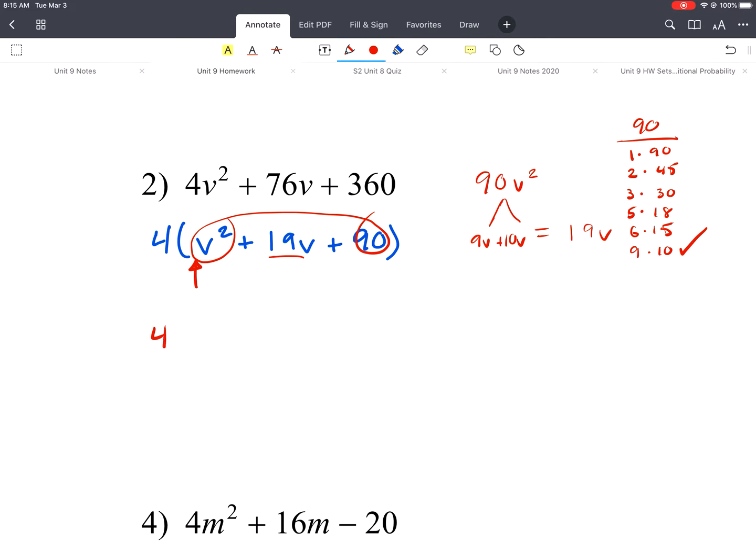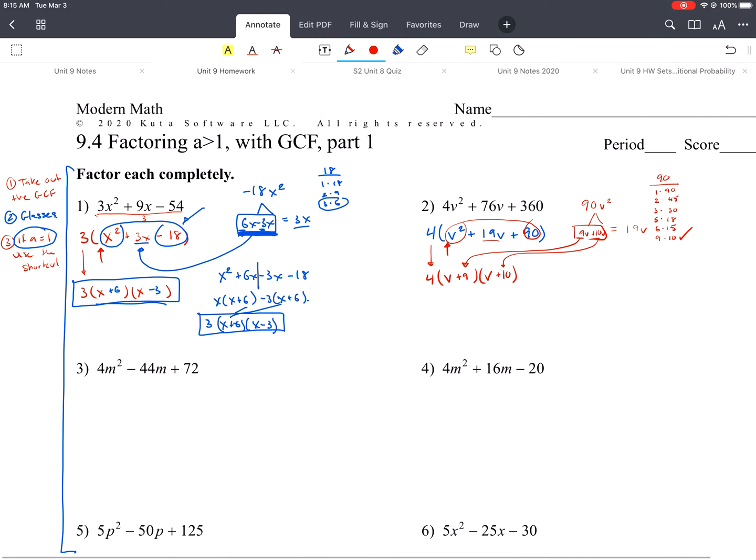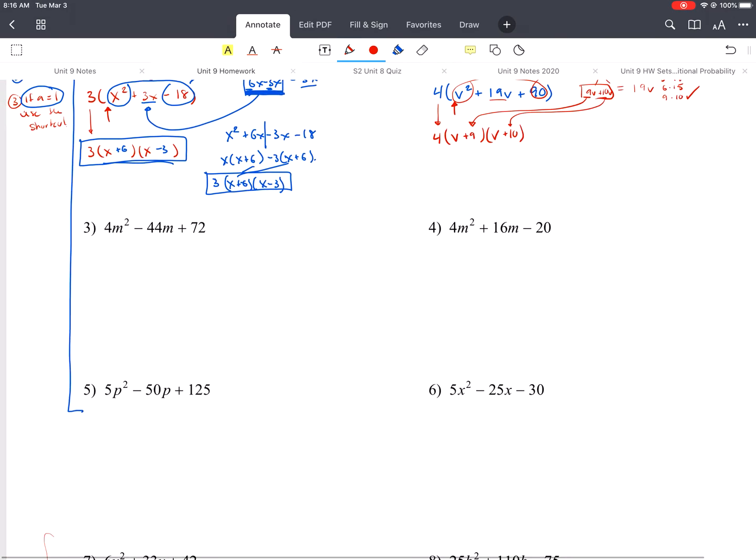So here we'd still have the 4. And then we'd have our two parentheses. We're using v's. And then we have a positive 9, so plus 9, and a positive 10, so plus 10. Okay, so these come here. Okay, and again, if you wanted to plug that whole thing in the middle term and do grouping, you're more than welcome to do that. Okay, so there we go, a couple examples. Hopefully you can get the rest done for your homework.